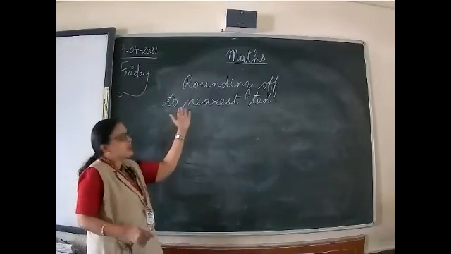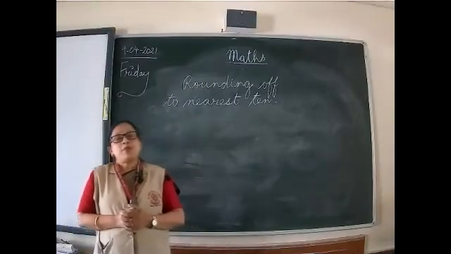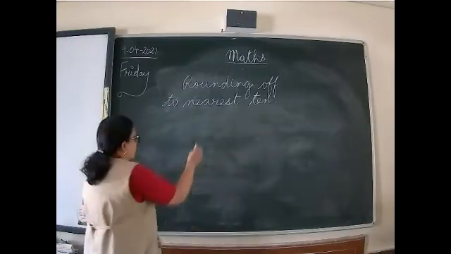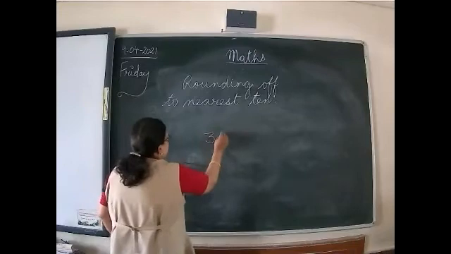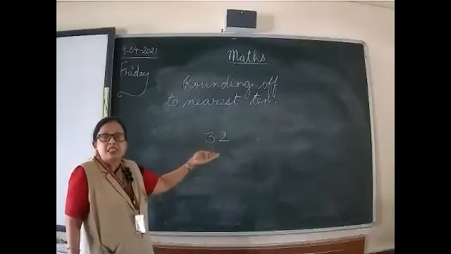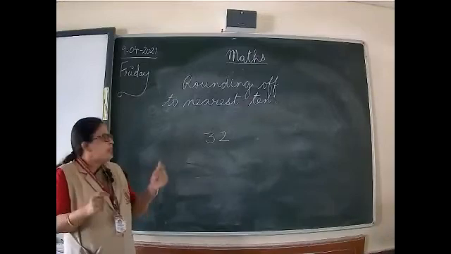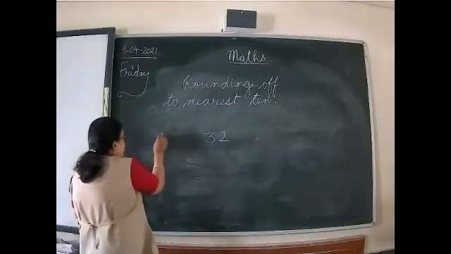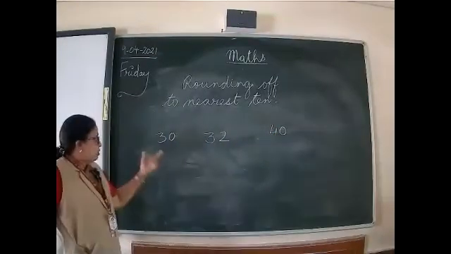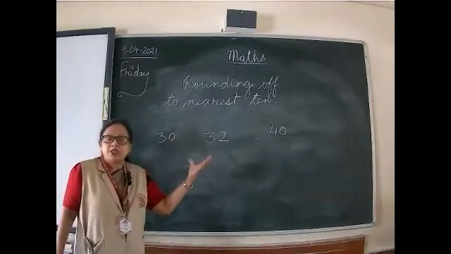Okay. Now we will study rounding off to nearest 10. Now what do we mean by rounding off and nearest 10? Suppose I take a number, 32. How many tens are there? 3 tens. That means 30. So this number lies between 30 and 40. Yes or no? 30 and 40. So this number lies in between these two tens.